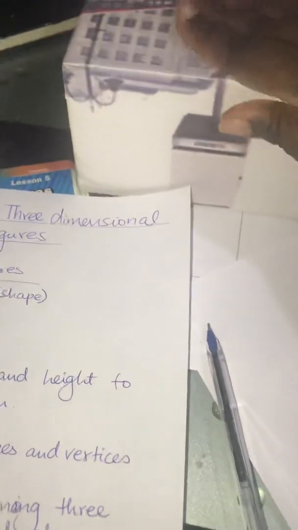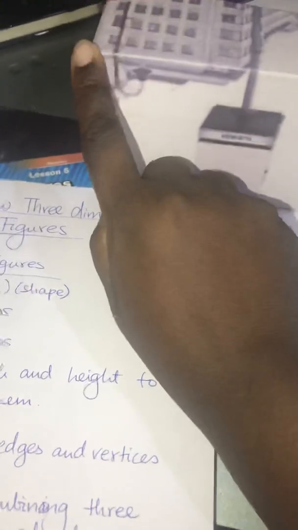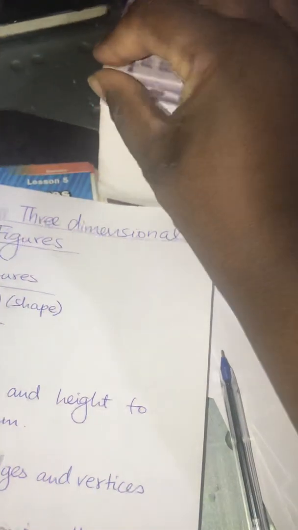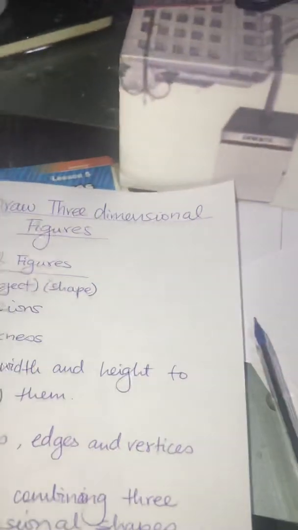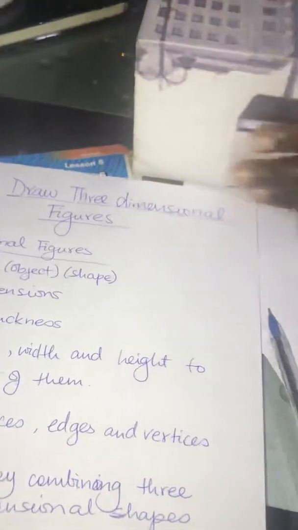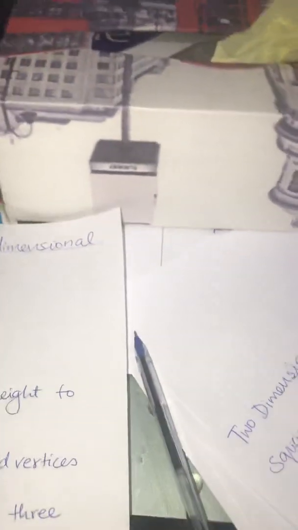The edges is where the 2 sides meet. So this is an edge, okay? The corner where all the faces meet, this corner here is what we're calling the vertex. Vertex, many is vertices, okay? Faces has to be a shape, has to be a 2-dimensional shape.